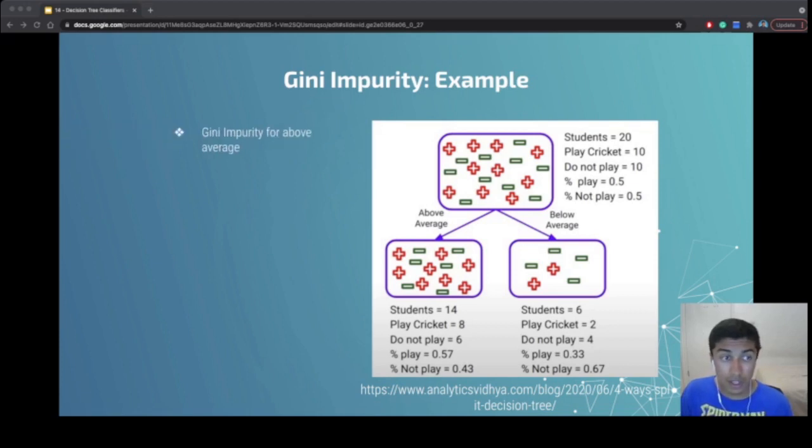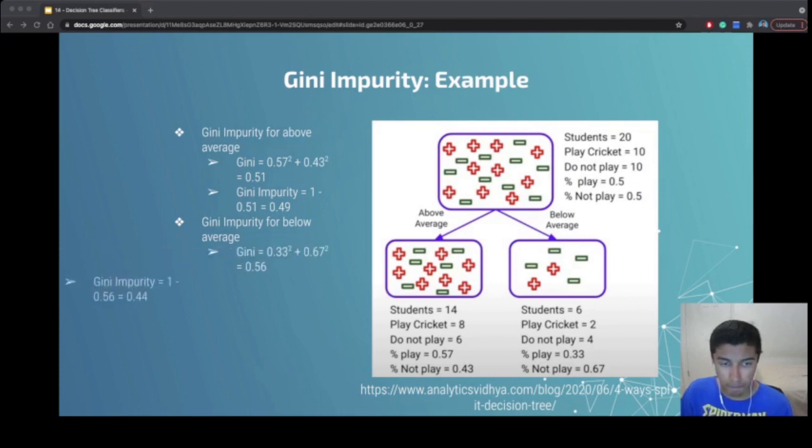First, we'll calculate the Gini impurity for the above average node. This can be done by taking 0.5 squared plus 0.3 squared, which yields 0.51. Then we can solve for the Gini impurity by just doing 1 minus 0.51, which is of course 0.49. We follow the exact same steps for the below average node. That comes out to 0.44 for the Gini impurity.